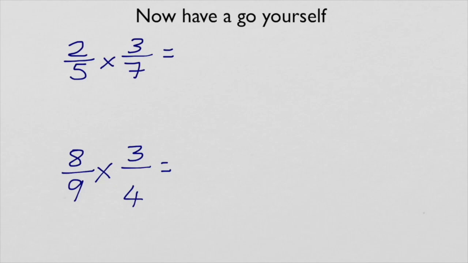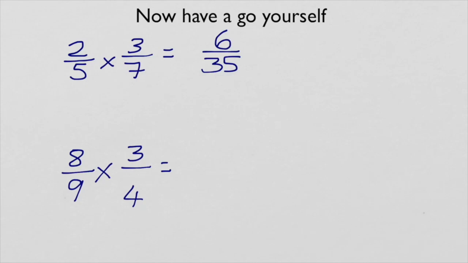Okay, so the first one, 2/5 times 3/7. I'm going to look to cross-cancel where possible, but in this case there are no common factors between those numbers. So we simply just multiply the top, 2 times 3, multiply the bottom, 35, and there is our answer. Look to simplify where possible, but there we can't, so we'll leave it as that.